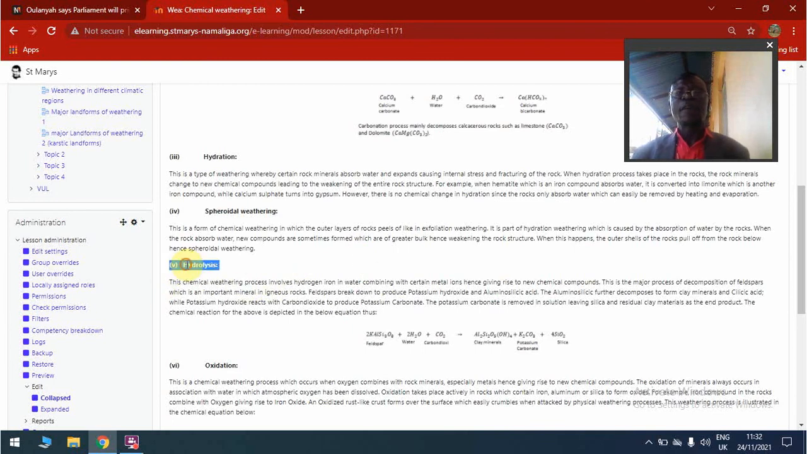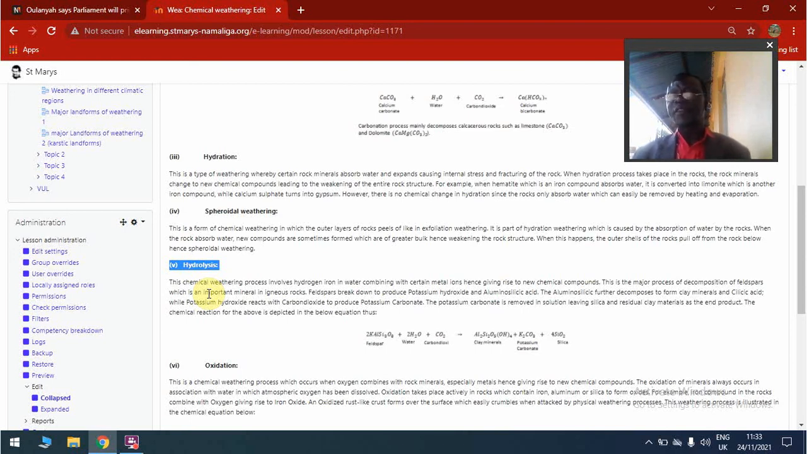Then we have number 5, hydrolysis weathering process. This is a form of weathering which involves reaction between hydrogen ions and the ions of some rock minerals. The hydrogen ion is present in water. So in other words, hydrolysis weathering process is prominent in the presence of water.